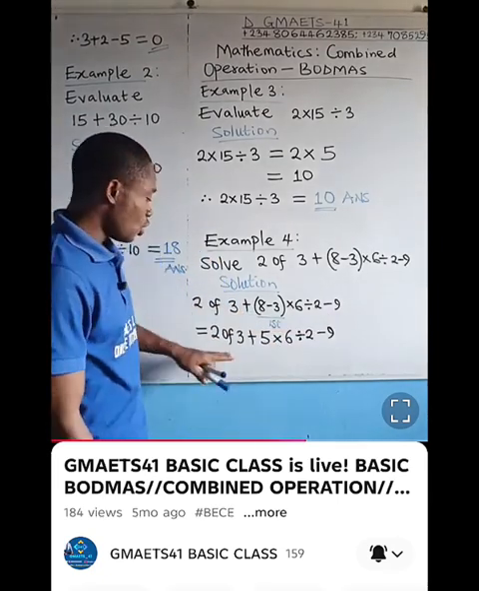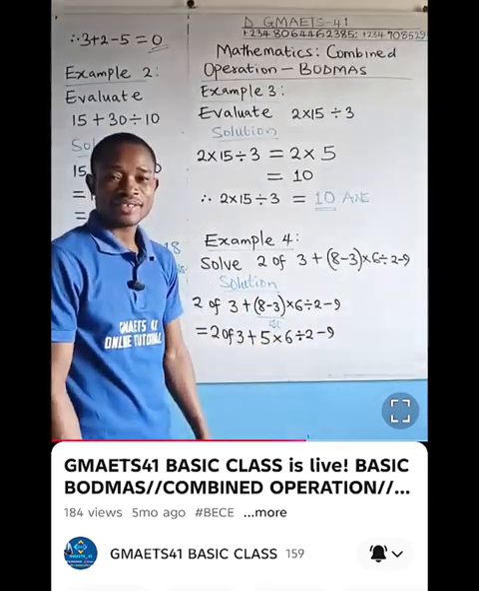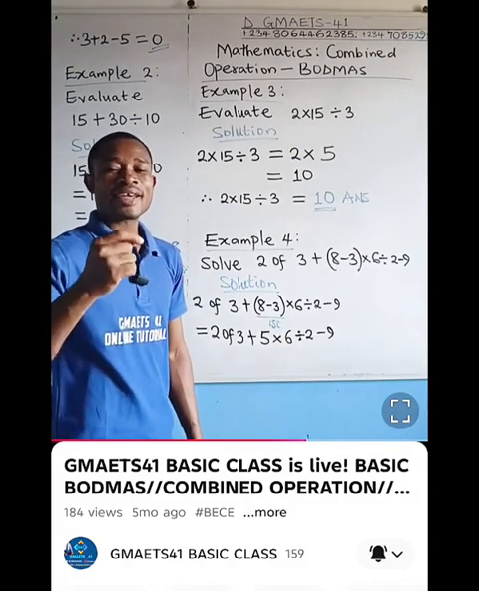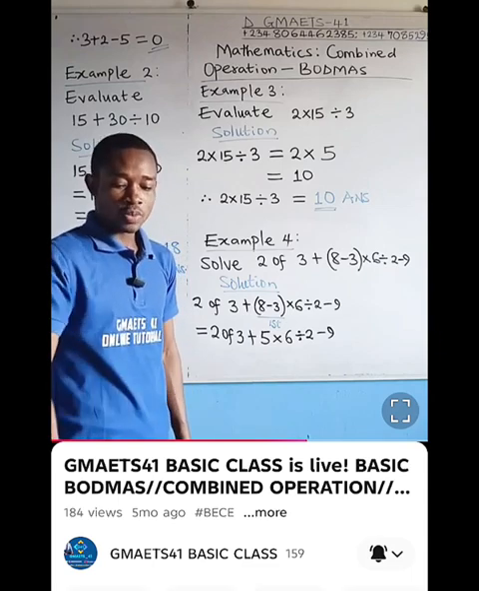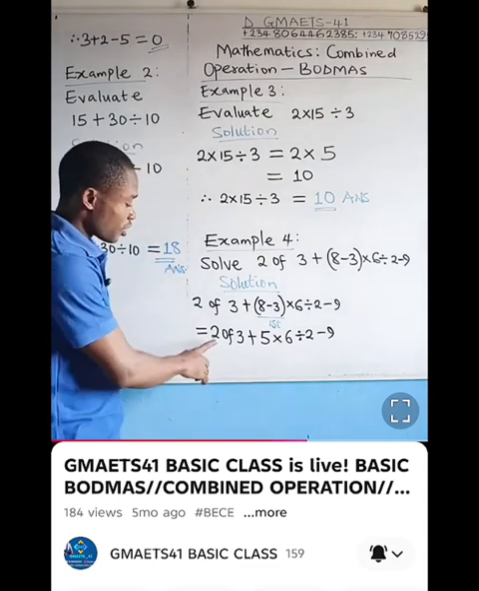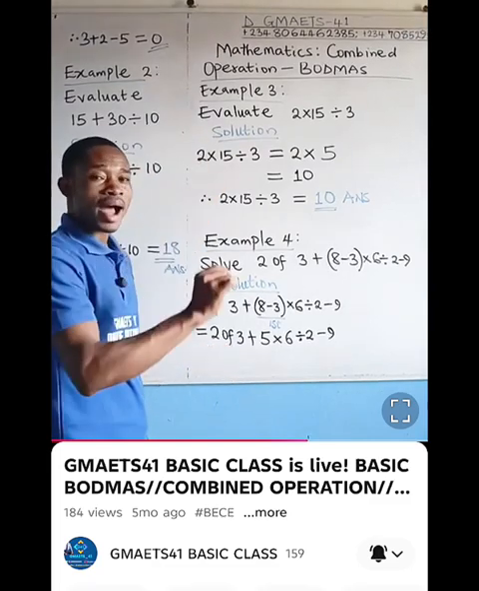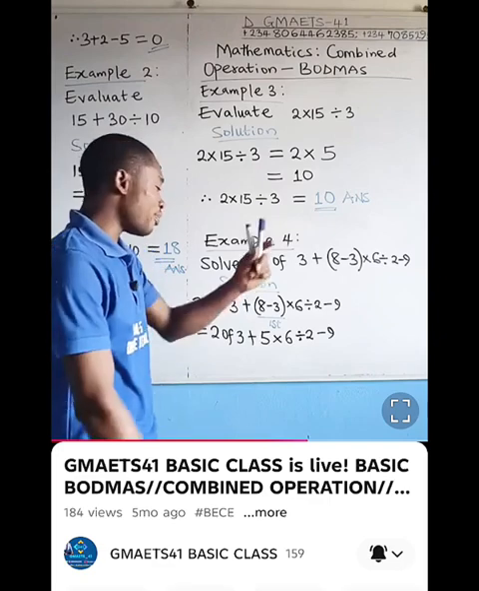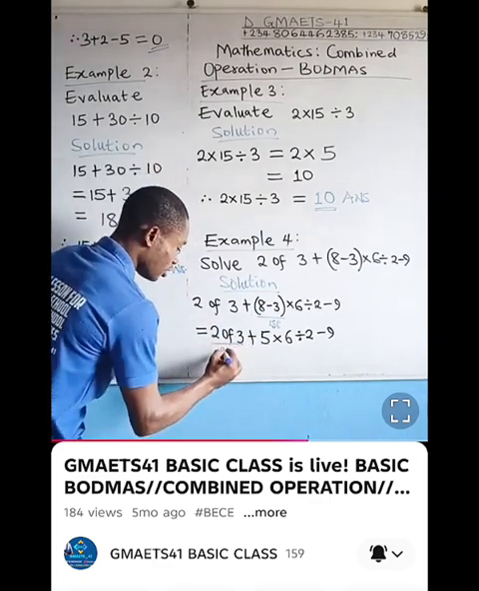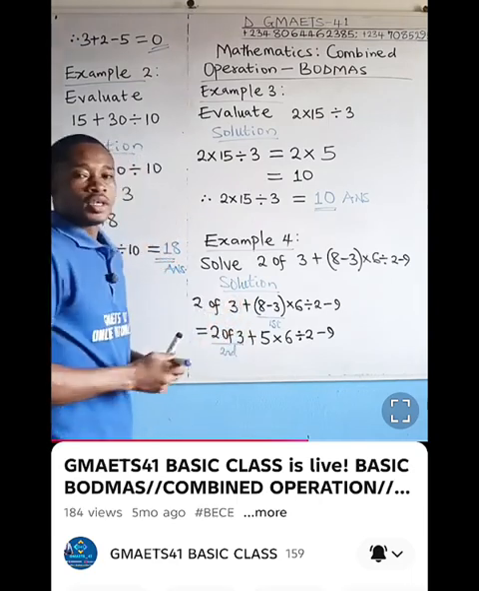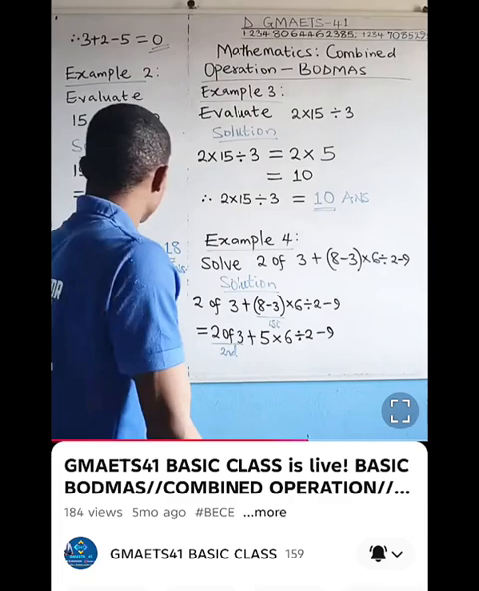There is no bracket here again. So you think of the next operation that will come if there is no bracket. From here you have "of". BODMAS: B-O, O is "of". After B, bracket, the next thing is "of". So this part is the second thing you are meant to do. That's the second thing we are going to solve.